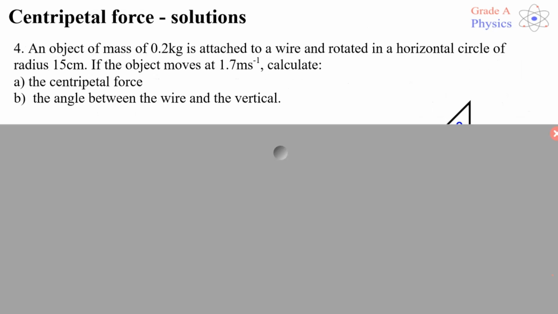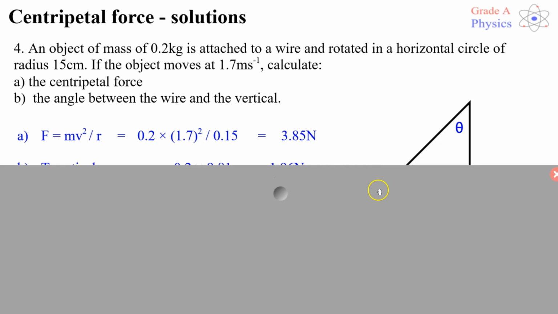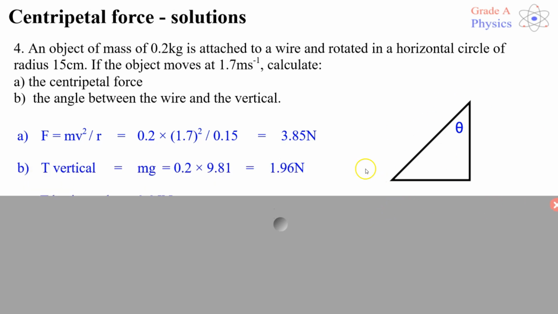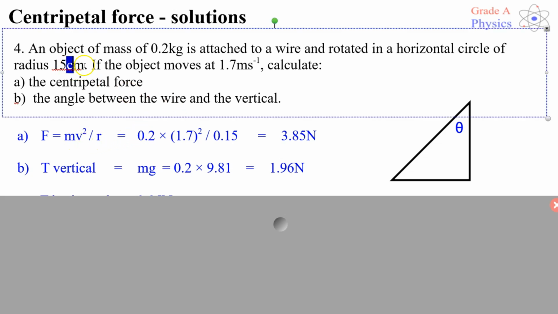Question 4, again, another really typical question. So we're told a mass, we've got an object moving in a horizontal circle. It's attached to a wire. So it's moving in what we often call a conical pendulum. Because we're given the mass, the radius, and the speed, we can calculate mv squared over r. So just watch out for the centimeters. That's obviously divided by 100, and we can work out the centripetal force, 3.85.